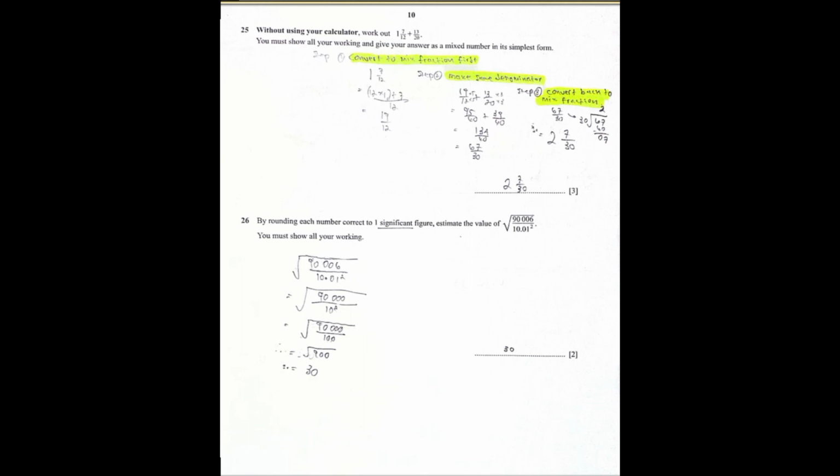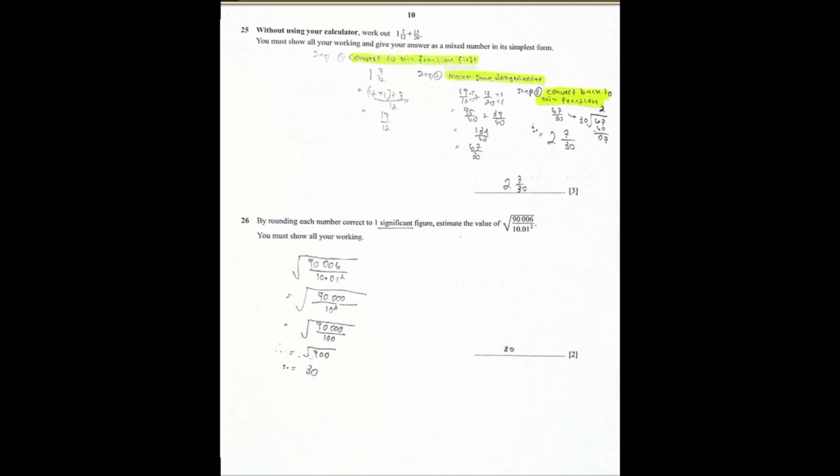And the second step is to always make the denominator the same. In this case, I multiply my 19 over 12 by 5 and 13 over 20 by 3 to get the same denominator of 60. Add them up, and the last step must be to convert back to a mixed fraction because the question specifically wants the answer in mixed fraction. So my final answer is 2 and 7 over 30.